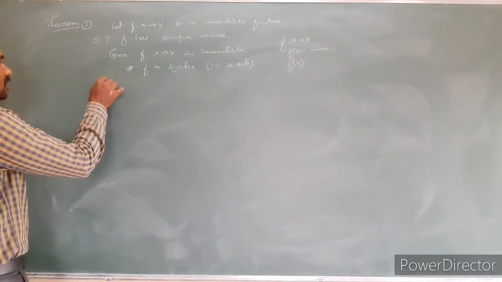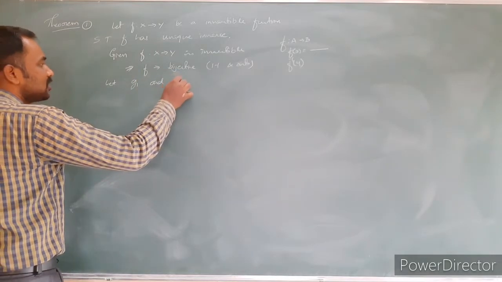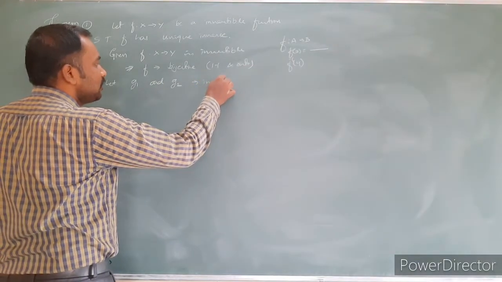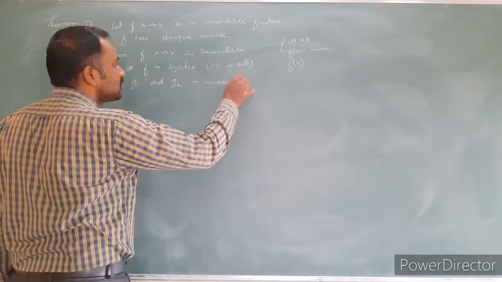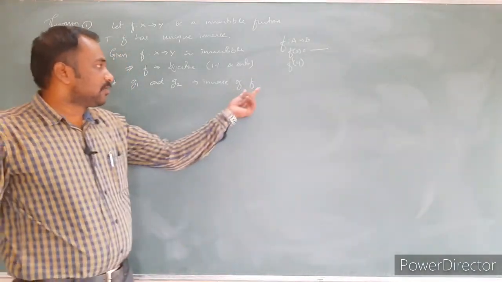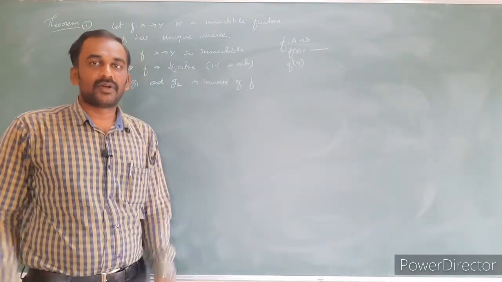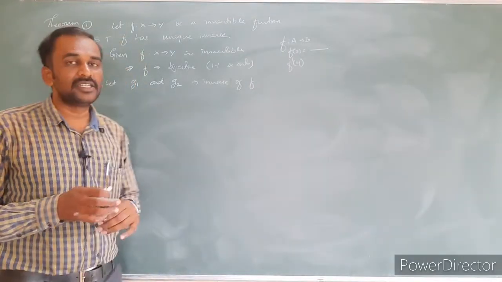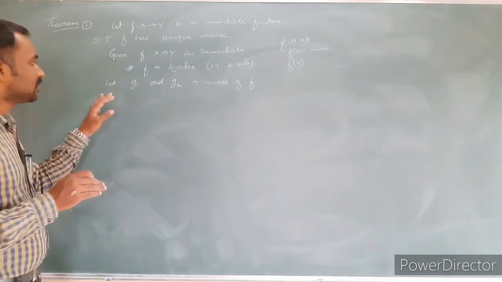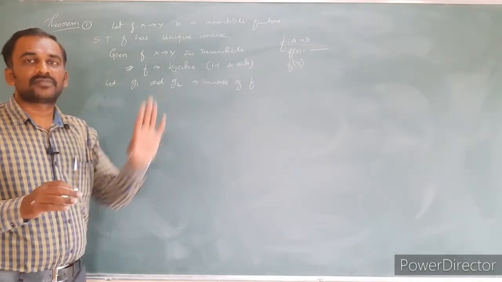Here, let me consider two functions g1 and g2. G1 and G2 are inverses of the function f. The function f is there, and for this function there exist two inverses. What are those two inverses? G1 and G2. Are you clear? Let G1 and G2 be the inverses of the function f.